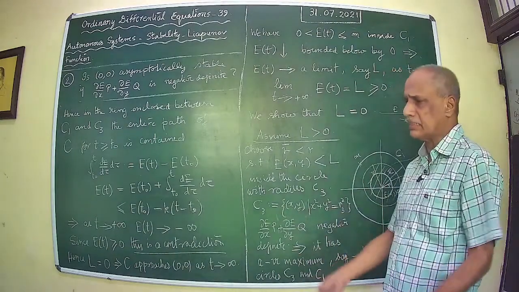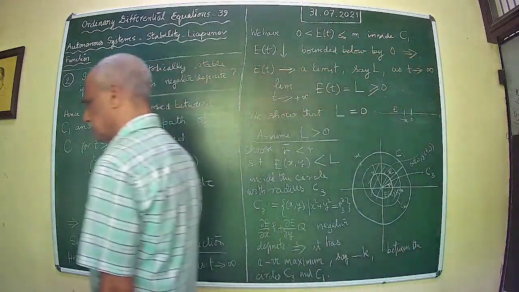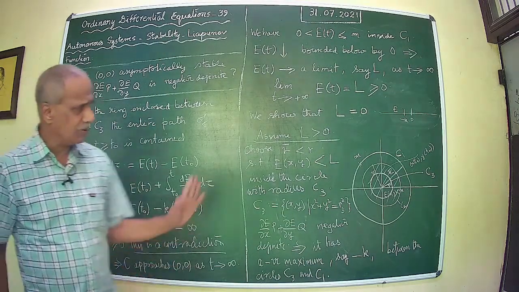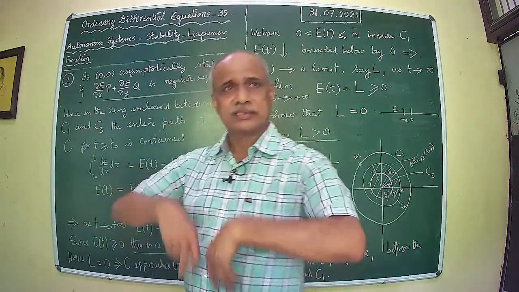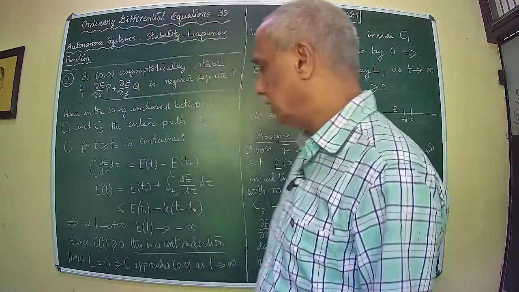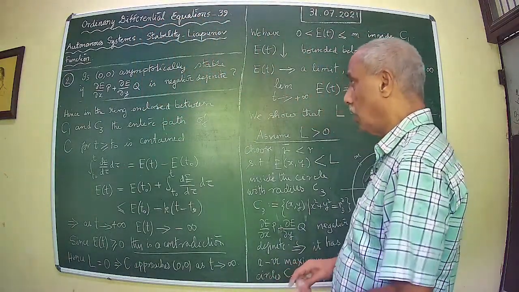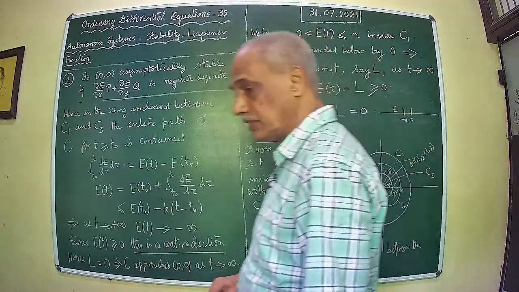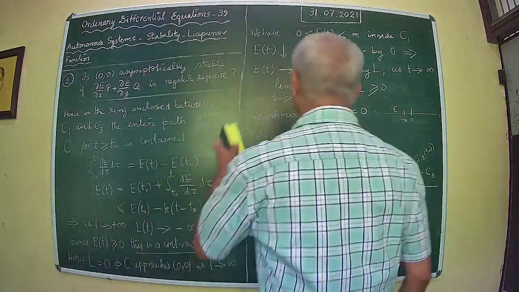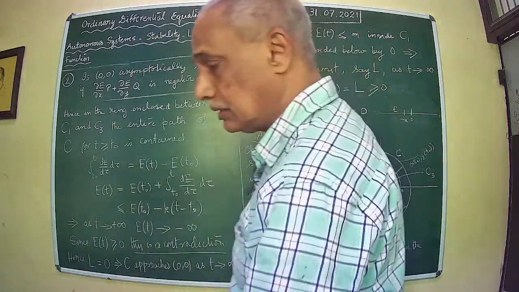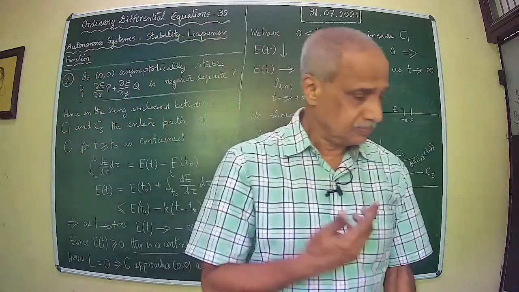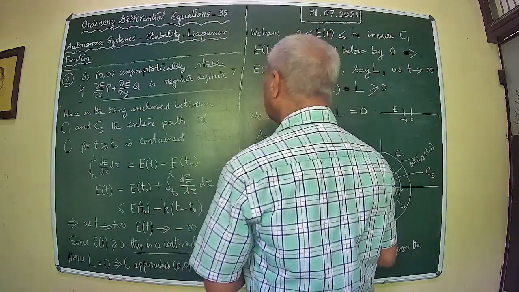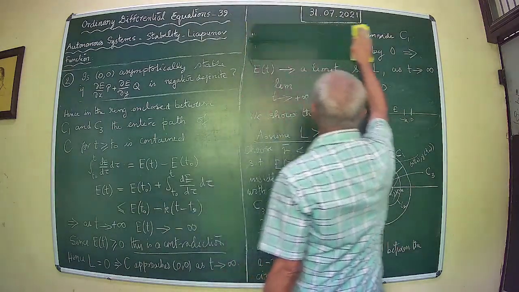So we started with an arbitrary characteristic. So every characteristic, once it is in a neighborhood of 0, 0, approaches 0, 0. That is, all characteristics approach 0, 0 as t tends to infinity. Therefore, this implies the equilibrium point is an asymptotically stable equilibrium point.